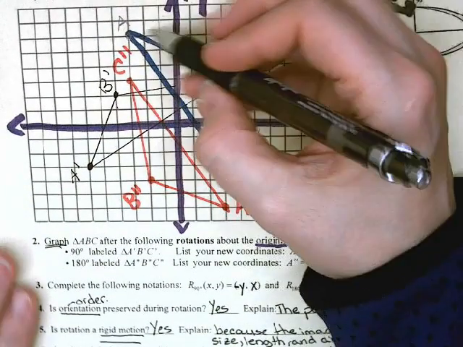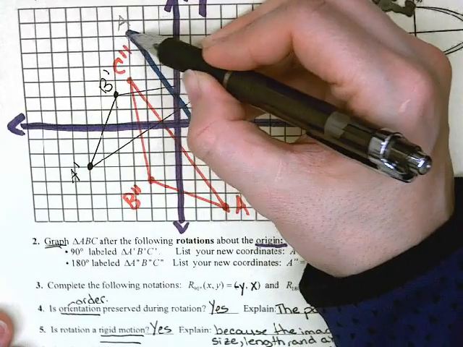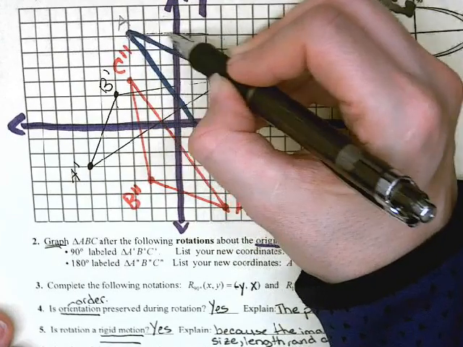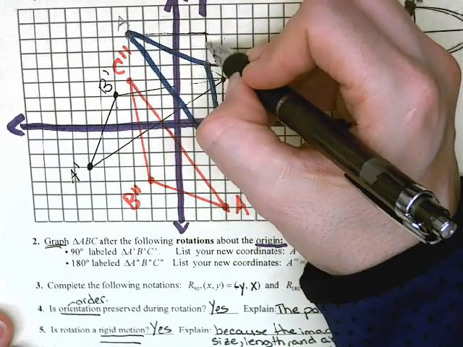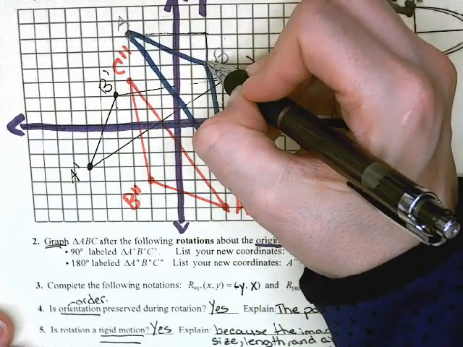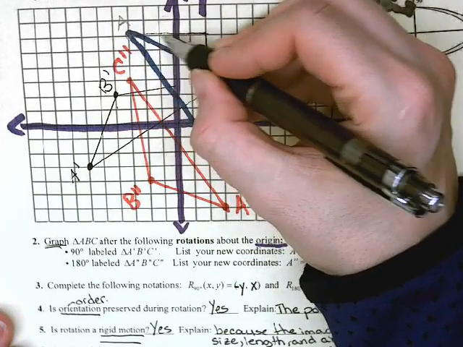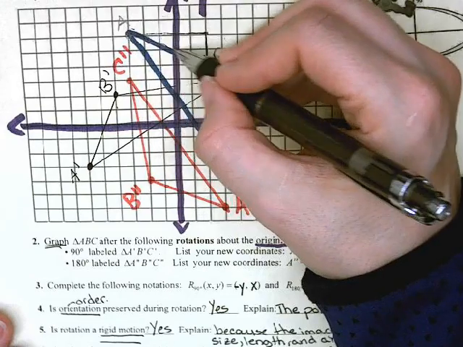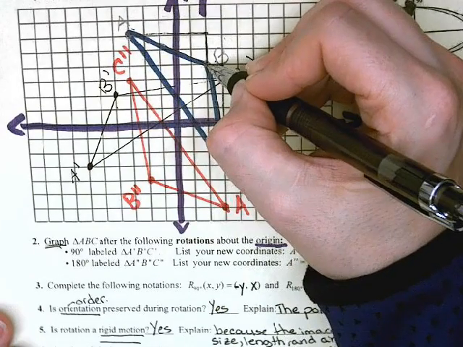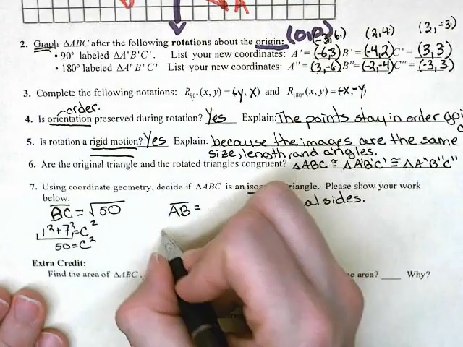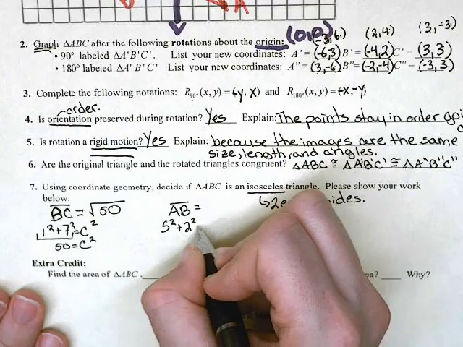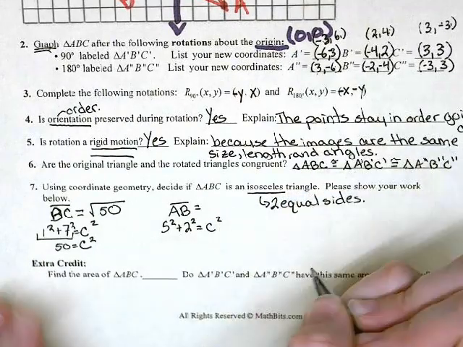So I'm going to go from A to B. It's 1, 2, 3, 4, 5 boxes, and then down 2. Okay, so I'm going to get 5 squared plus 2 squared because I'm creating the right triangle to figure out the side C. So here I'm going to use 5 and 2. So I get 5 squared plus 2 squared equals C squared.